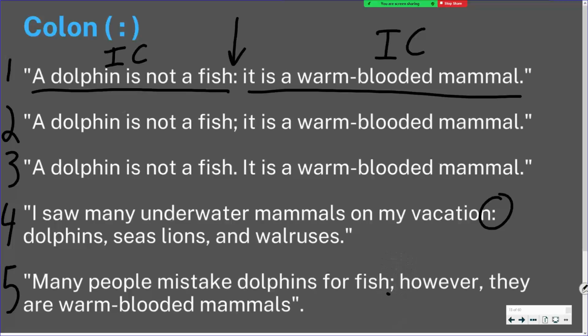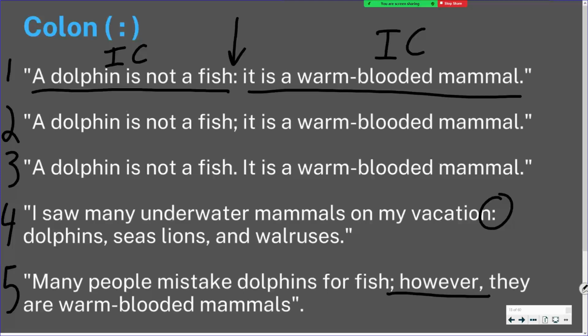And so when you use a word like however, and again, I heard one writer compare it to Lego pieces, there are just certain little pieces that have to be fit together in a certain way to build a sentence. And when we build a sentence, if we use the semicolon and we follow the semicolon with a word like however, or a word like that, then the comma comes after it. So many people mistake dolphins for fish. However, they are warm-blooded mammals, right? So that's how you build a sentence, and that's how you use punctuation to build a sentence correctly.